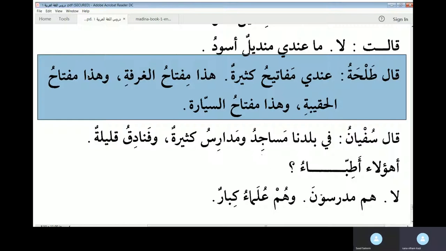Wahaza miftahul hadiqati. And this is the key of the garden. Wahaza key of the bag. Key of the bag. Wahaza miftahul sayyarati. And this is the key of the car, okay.